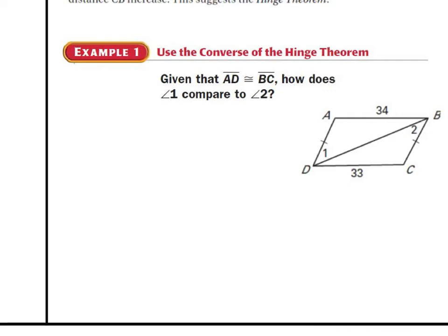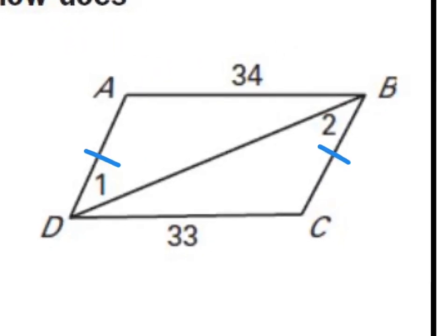So if you look at this picture, it says, given that you have those two sides right here congruent, how does angle 1 compare to angle 2? There's one set of congruent sides. Where is the other set of congruent sides? The transversal, the reflexive side, right? This is the shared side. So it's because you have two sides congruent, then you can compare the angles that are in between them.